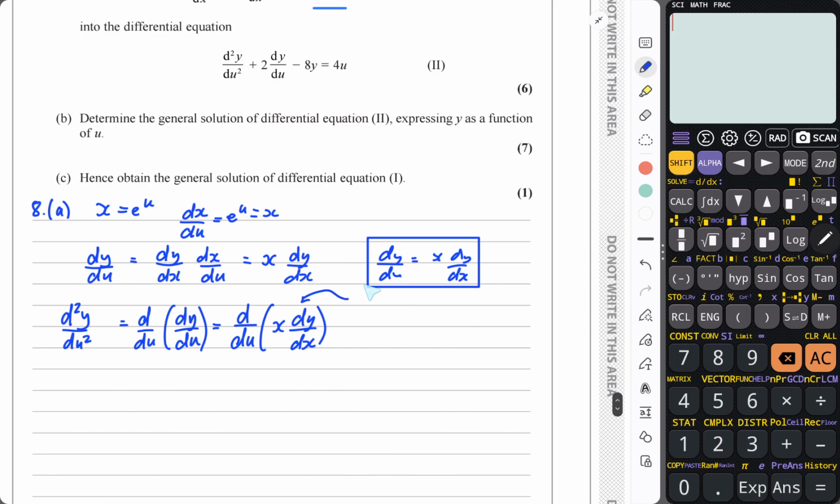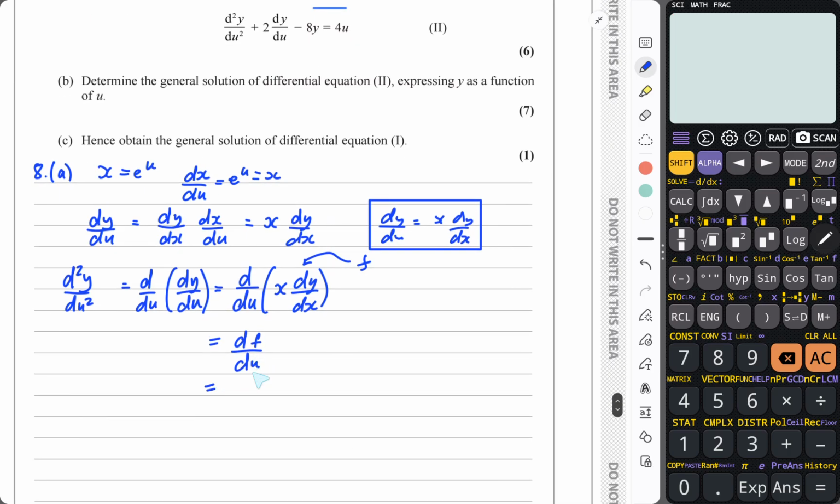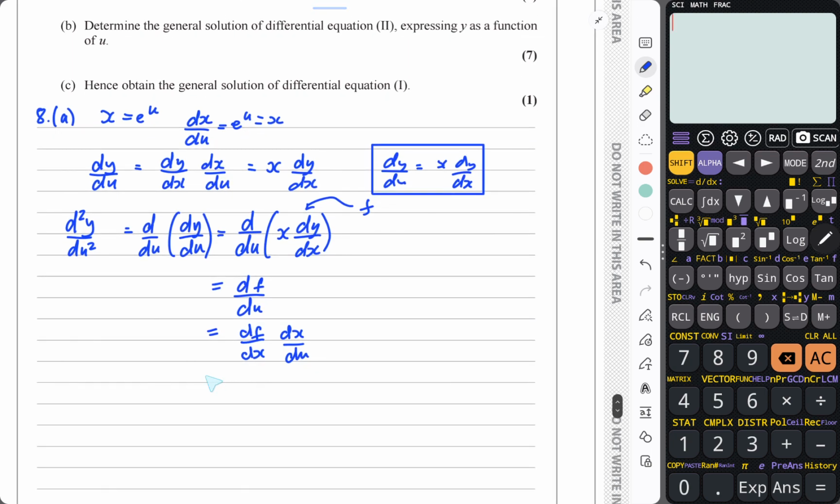So just to make this make a bit more sense, if I call this f, then I am looking at df by du. And I can quite happily write that as df by dx times dx by du, again using the chain rule. So df by dx is exactly what we want to do, derivative with respect to x of all that stuff. And dx by du, when we worked it out right at the start, is just x. So I'm just going to put an x in front.